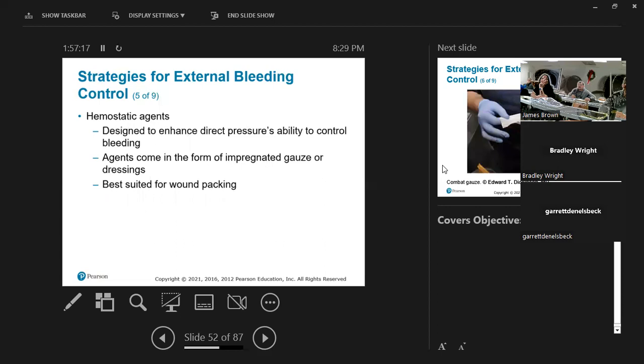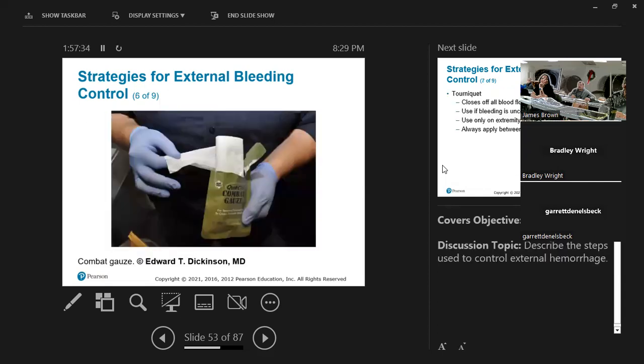Hemostatic agents are designed to enhance direct pressure's ability to control bleeding. Like I said, this usually comes in impregnated gauze, your Celox gauze, your QuikClot, things like that. And these sort of things are best suited for packing wounds. Yeah, we beat that to a dead horse.